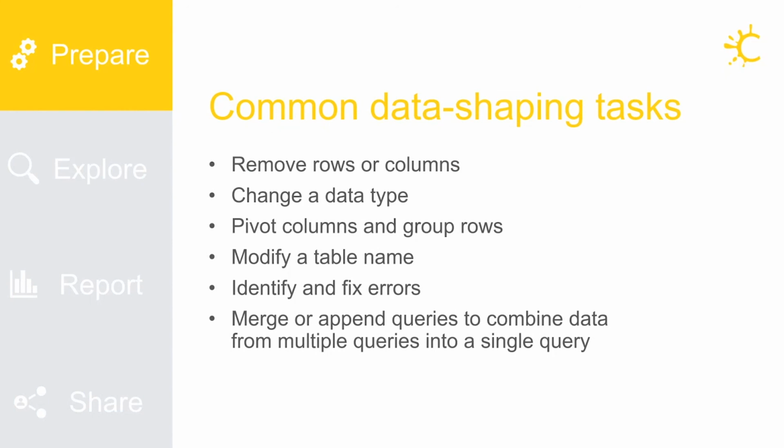So let's have a look at some of the common data shaping tasks, because of course the data needs to be shaped to be used efficiently. So it includes removing rows or columns, changing a data type, pivoting columns and group rows, modifying a table name, identifying and fixing errors found, merging or appending queries to combine the data from multiple queries into a single query. All of these are made easy with Power BI Desktop.